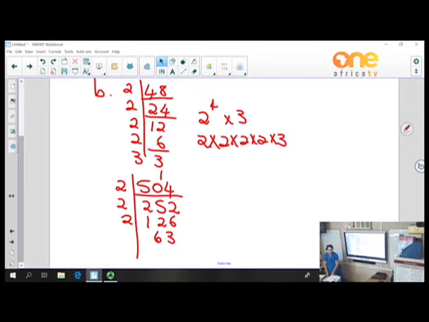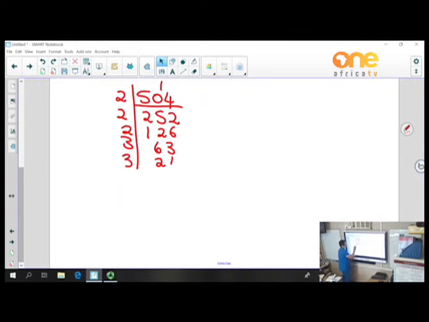So now I have to take the next prime number, which is then 3. So 3 divides into 63 21 times, and 3 divides into 21 7 times, and 7 1. So this is then the number with prime factors. So it is 2 to the power of 3 times 3 to the power of 2 times 7. That is then this one as a product of its prime factors, that you will write it like that.